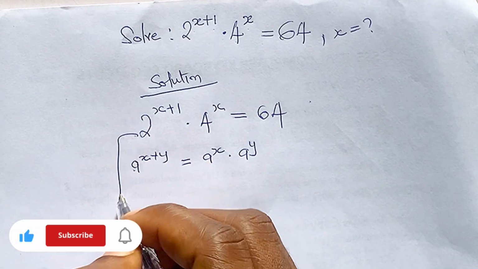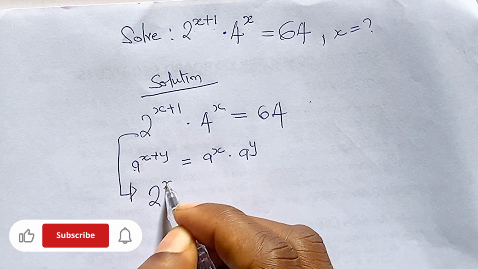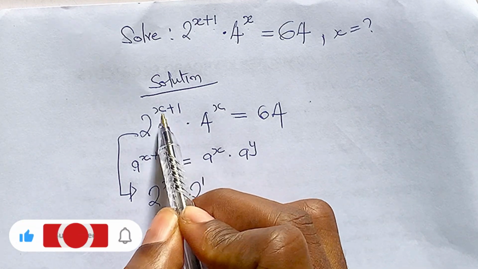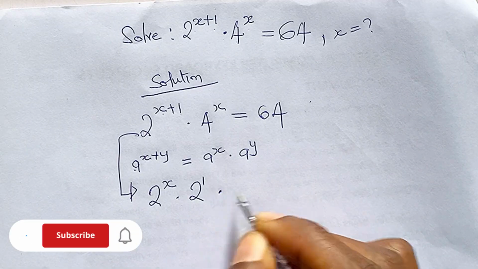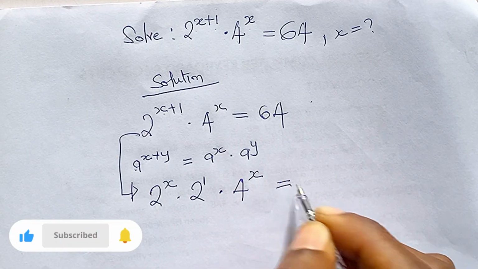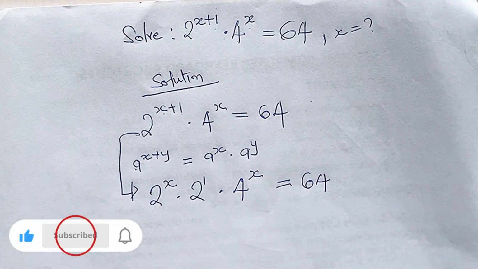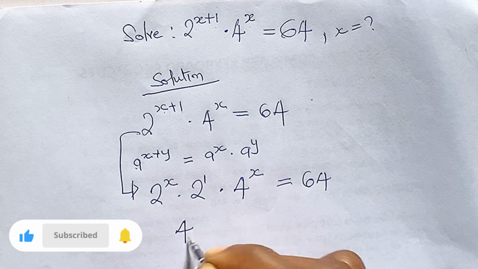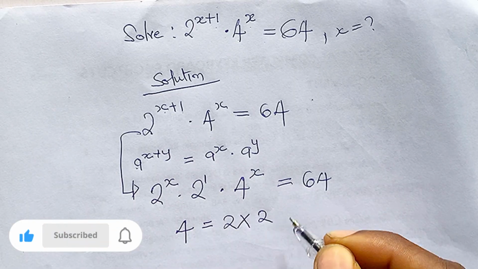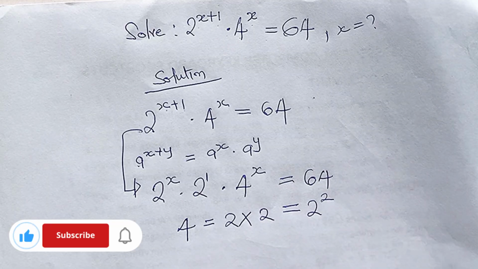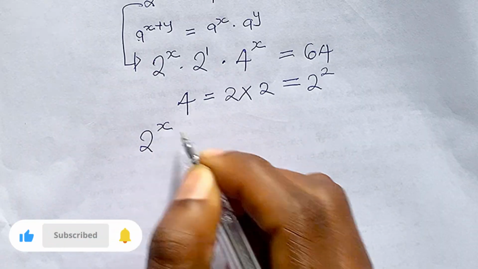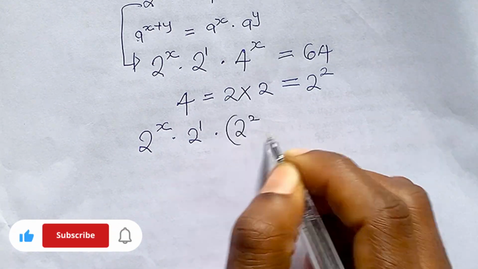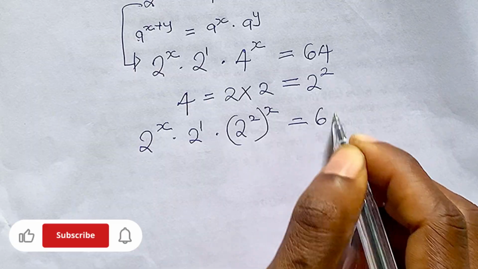So this means that you have 2 to the power of x multiplied by 2 to the power of 1. So this base 2 covers both x and 1. Multiplied by 4 to the power of x is equal to 64. All right? So let's convert 4 to base 2. When you have 4, it can be written as 2 multiplied by 2, which is going to give you 2 to the power of 2. So we continue. We have 2 to the power of x multiplied by 2 to the power of 1 multiplied by 2 to the power of 2x is equal to 64.